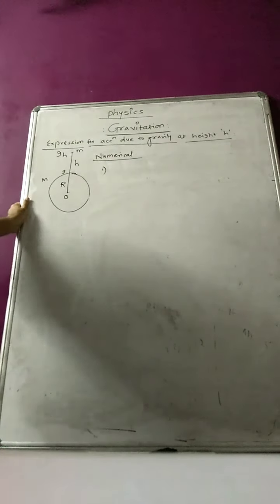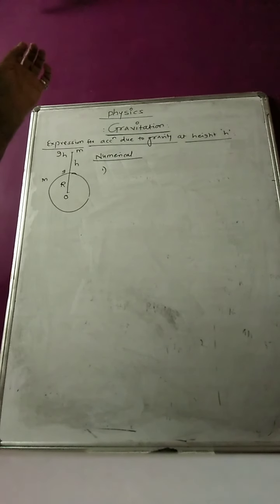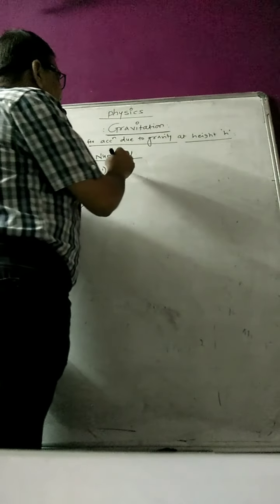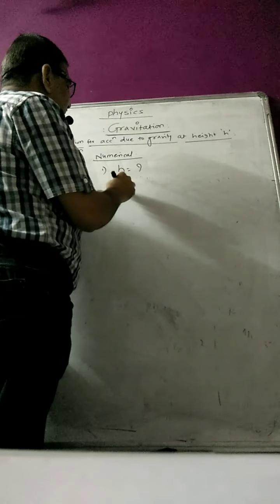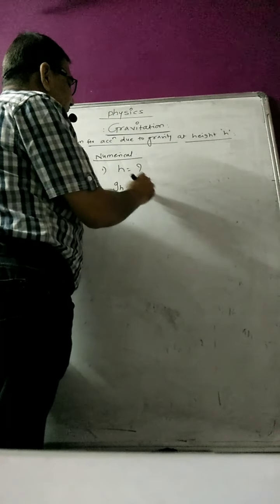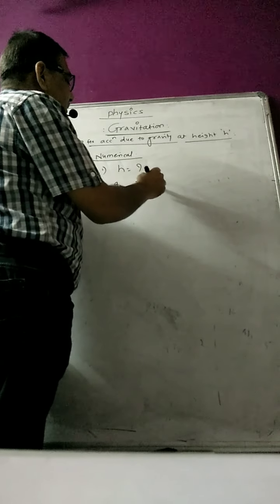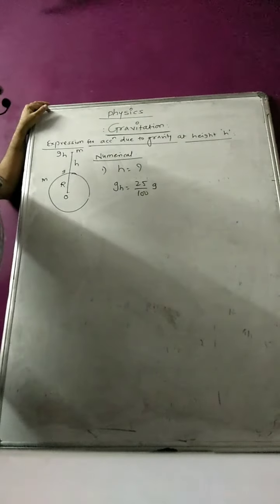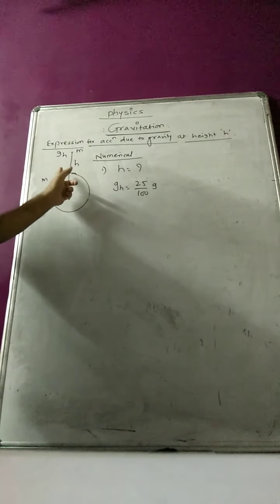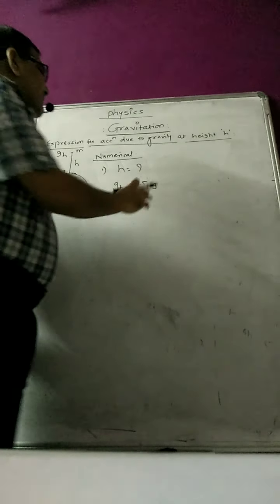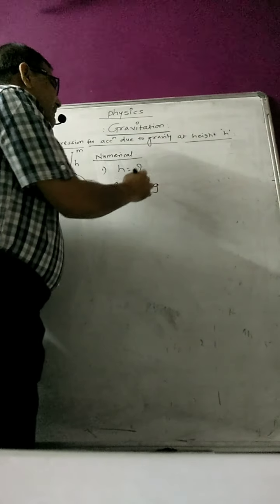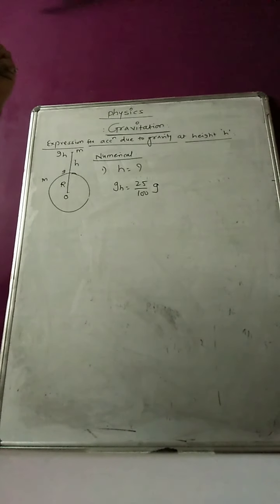First numerical: find the altitude at which the acceleration due to gravity g_h is 25% of that at the surface of the earth. Okay, he has asked for h, the height. Acceleration due to gravity at height h will be 25% of the acceleration due to gravity on the surface of the earth. So that is the relation. म्हणजे मुलांनो हाईट वरती तो किती झाला रे, 25% ऑफ g झालेला आहे.